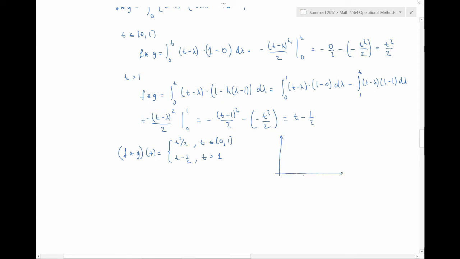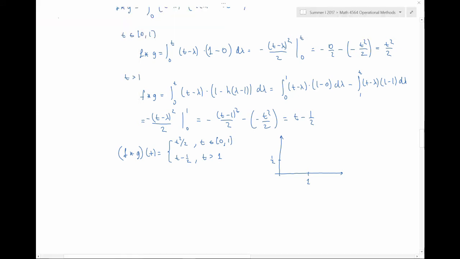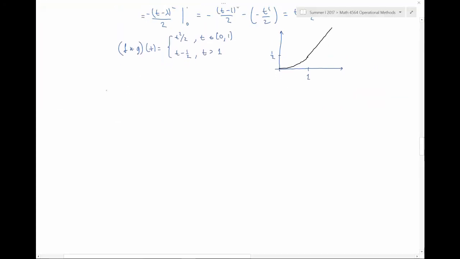If you try to plot it, then this is what this function is going to do. It's going to evolve as t squared over 2, and then once you reach 1, it's going to continue as a straight line. We can compute this convolution using the Laplace transform.